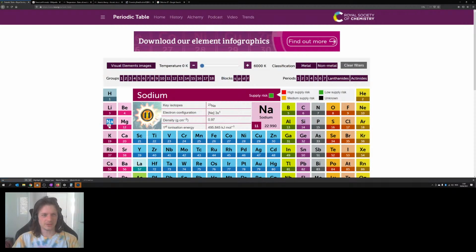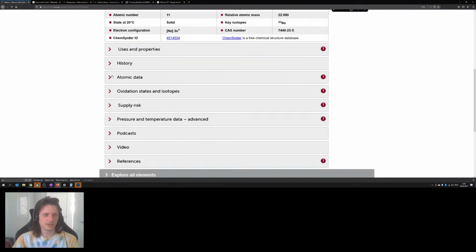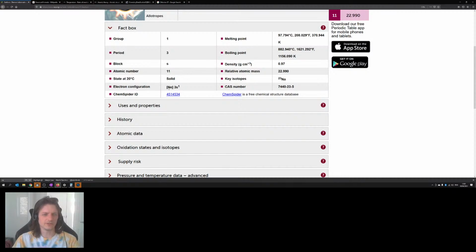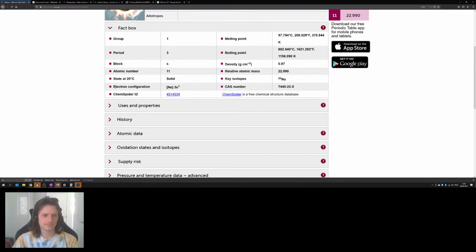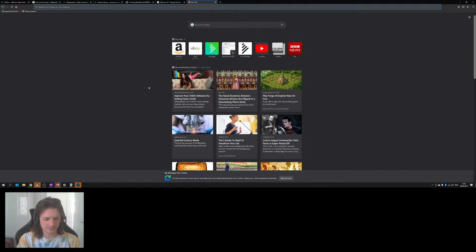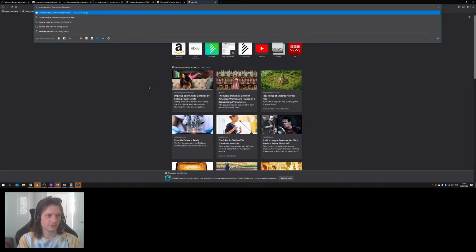I wonder what its structure actually is. Can I click on this? Yeah, I can. Electron configuration: 3s1. I wonder what that means. Damn it. Let me just look that up. Understanding electron configuration.